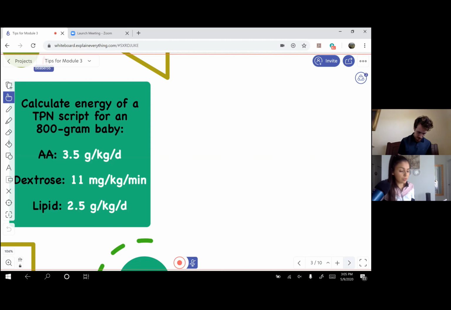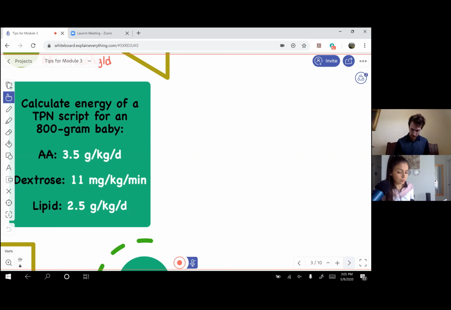All right, so for our dextrose, we have 11 milligrams per kilogram per minute. This one definitely seems a little bit more complicated. Just a little bit. We want our final answer in calories per kilogram per day because we're looking for the energy, of course. So we just want to keep that in mind as we're moving along.